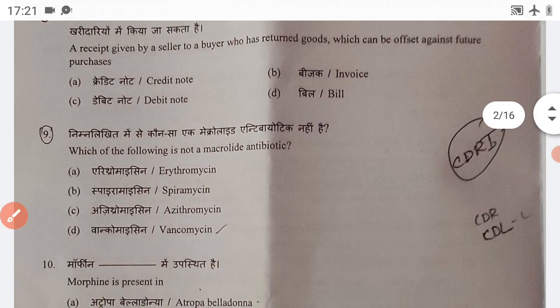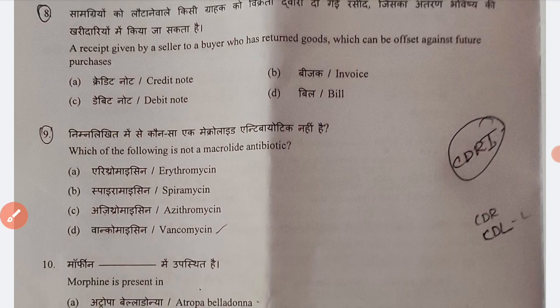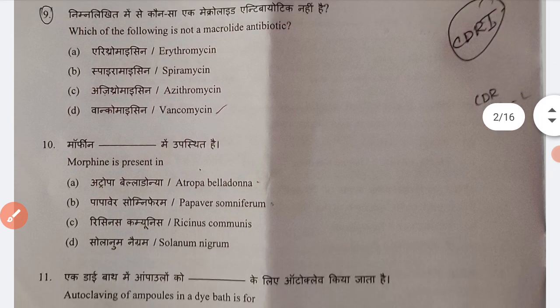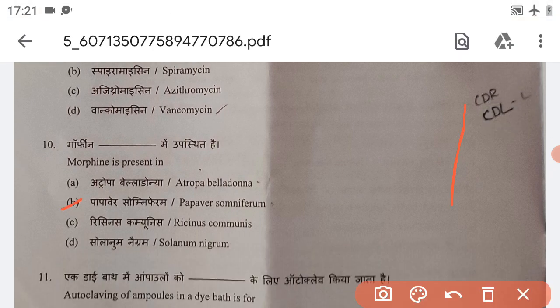Next, which of the following is not a macrolide antibiotic? Erythromycin, spiramycin and azithromycin are examples of macrolide antibiotics, and vancomycin is a glycopeptide antibiotic. So the right answer is option D, vancomycin. Next, morphine is present in Papaver somniferum.